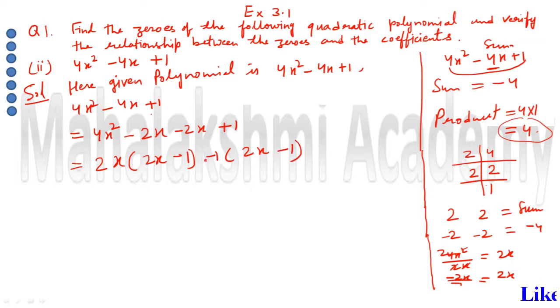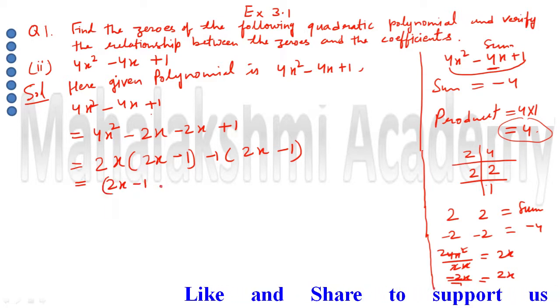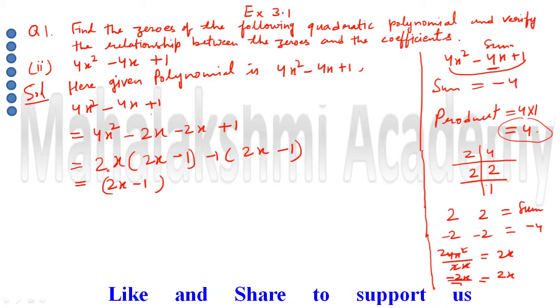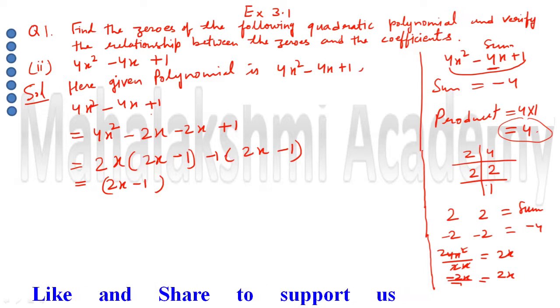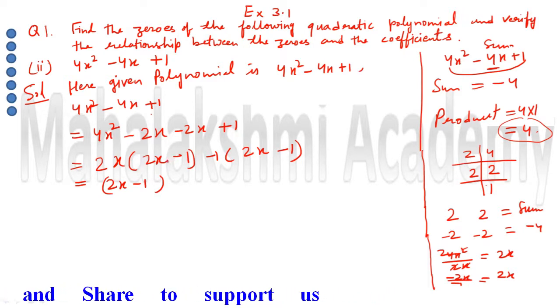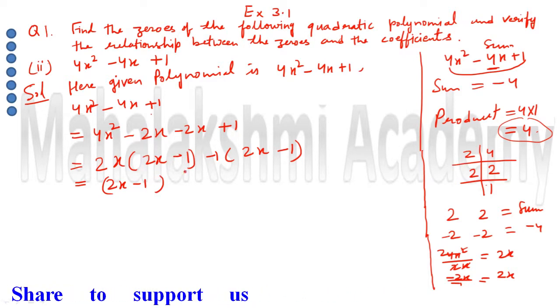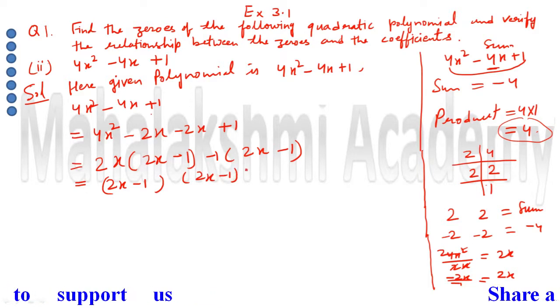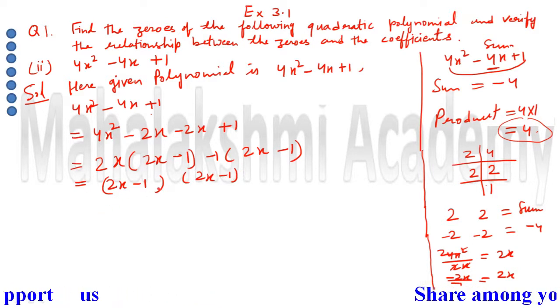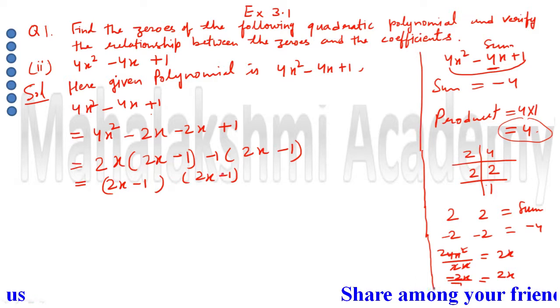Now you have to take common in such a way that the bracket should come similar. It's a very necessary condition in factorization. So now write down here 2x minus 1 common. There are two terms, this is the first term and this one is the second term. From this 2x minus 1 is common, and from here again 2x minus 1 is common. So there are two factors, the first factor is this one, the second factor is this.